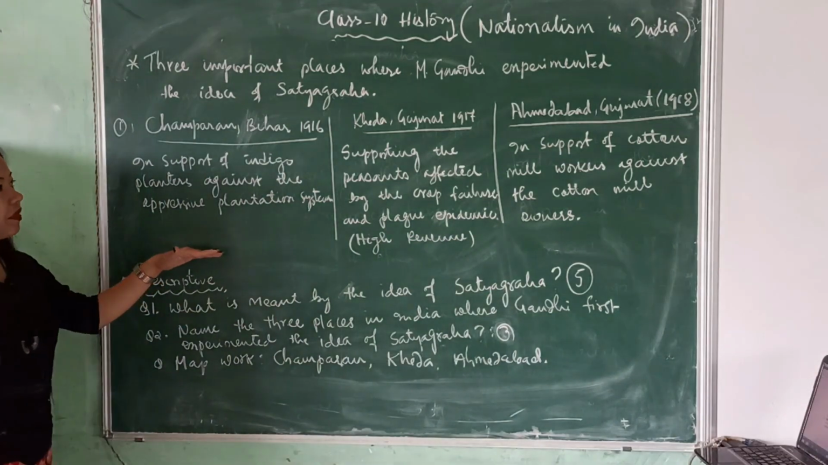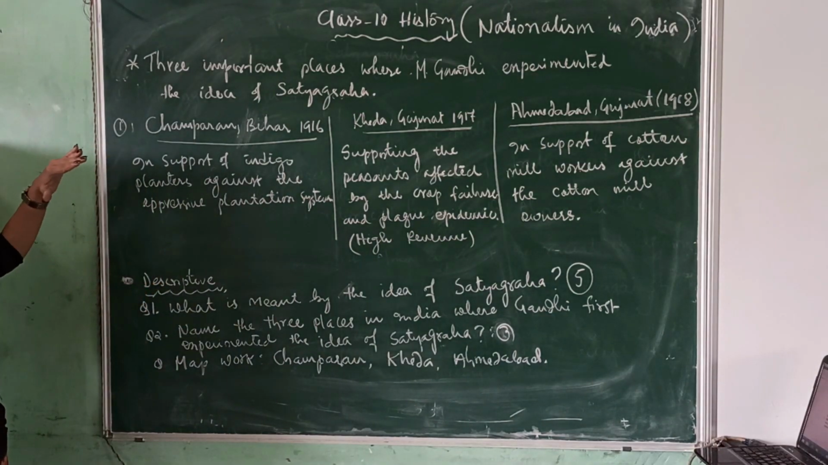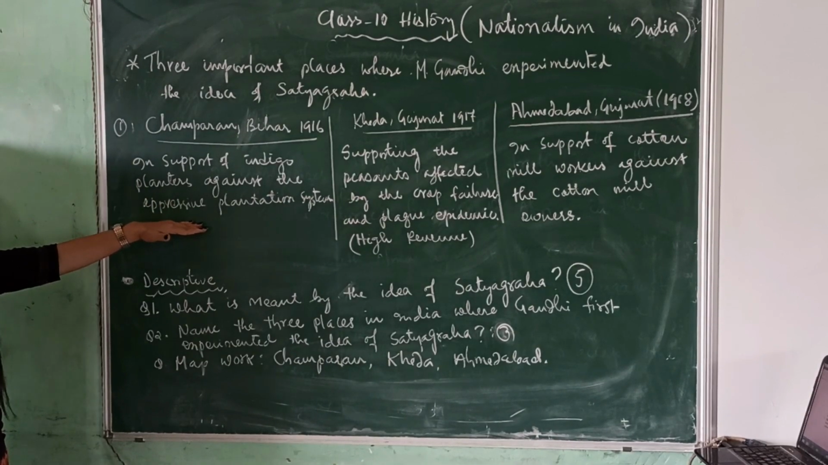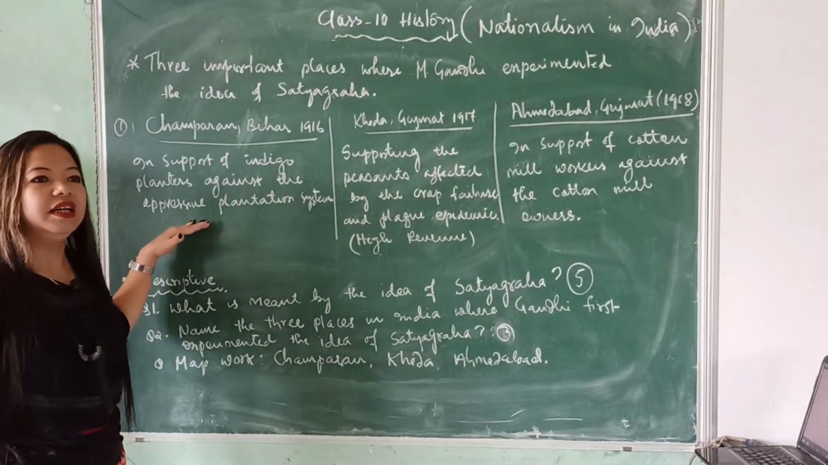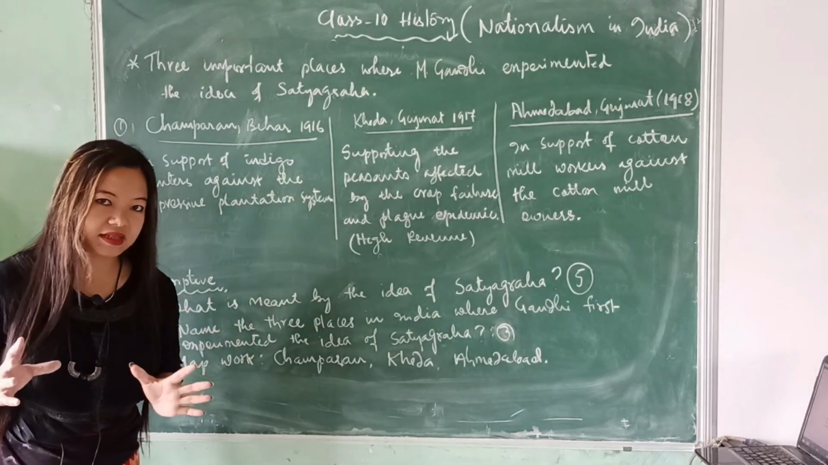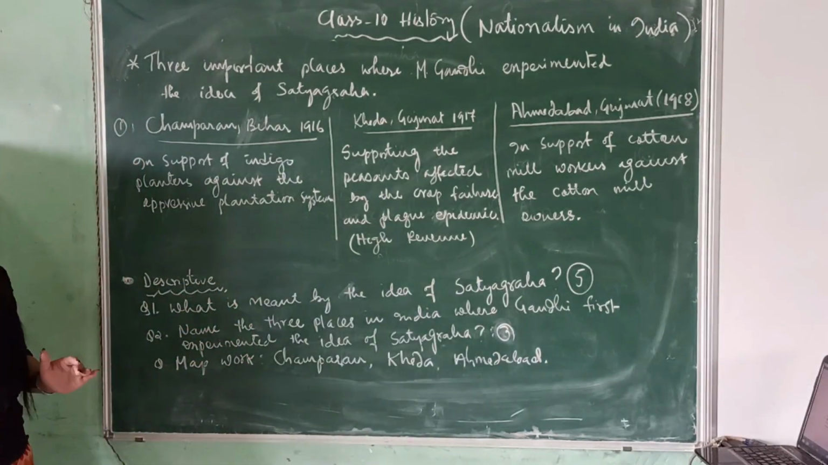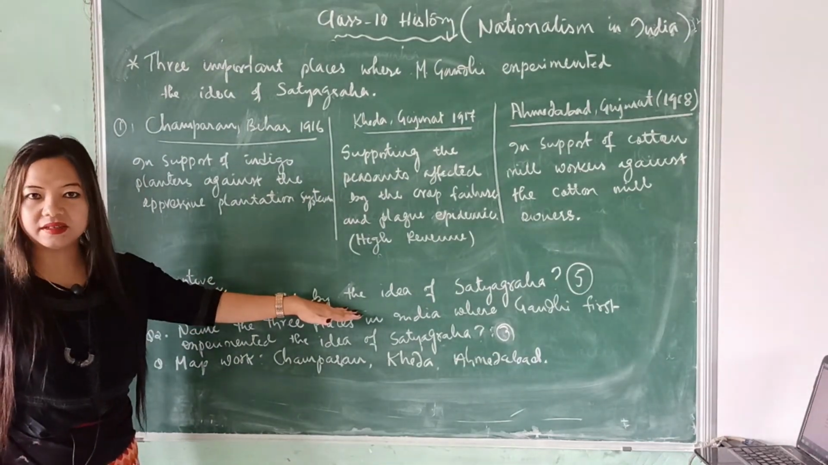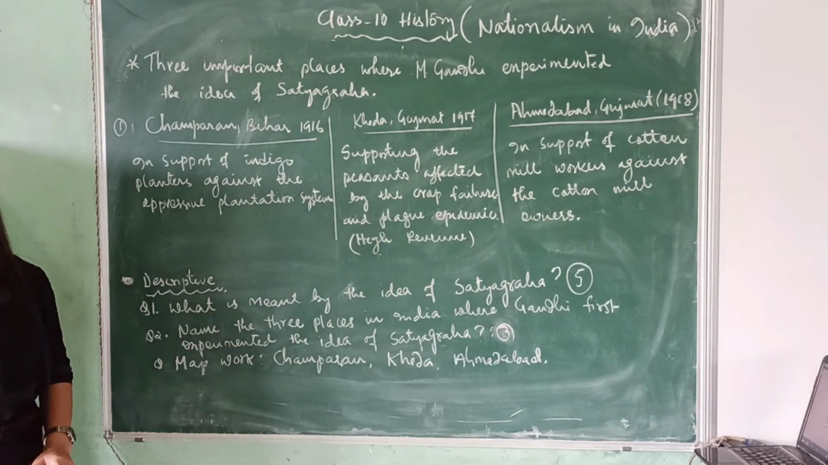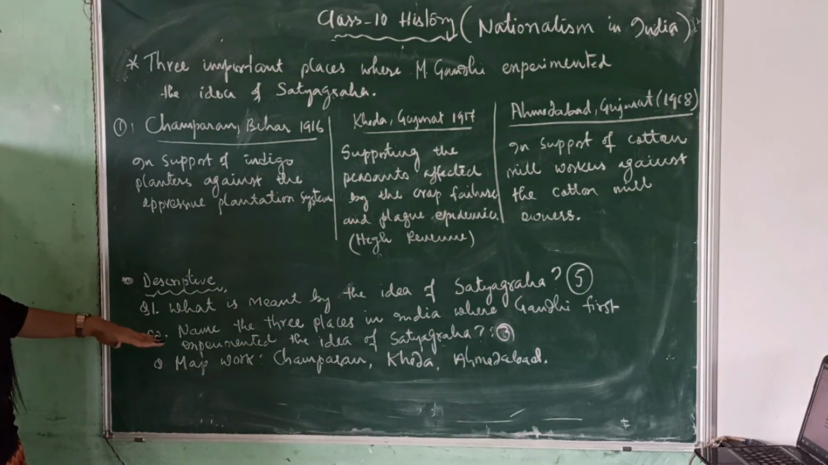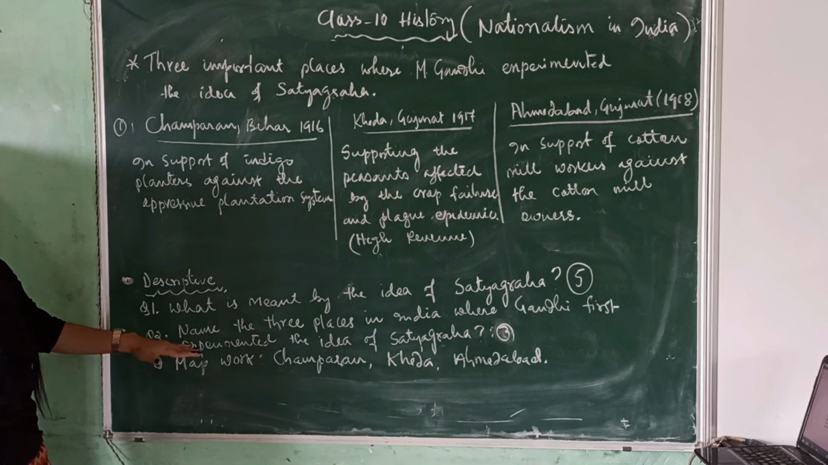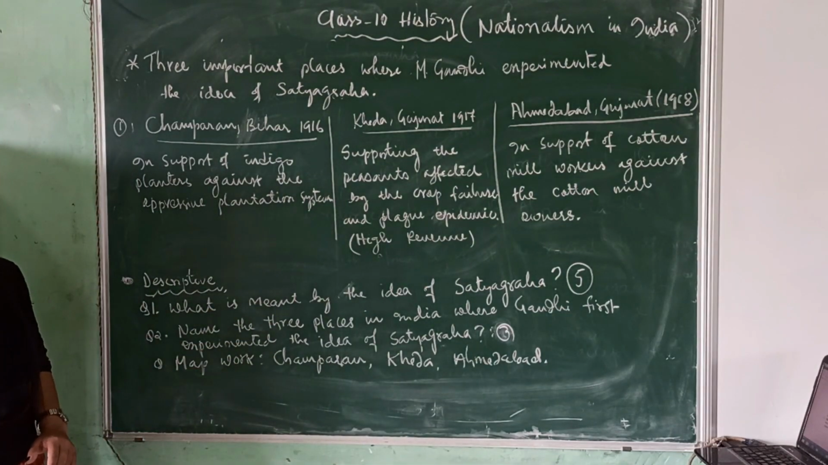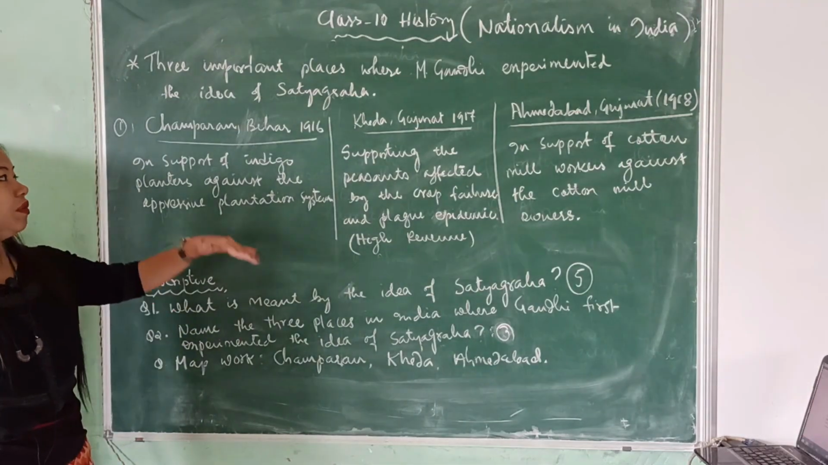Now you see, when we come to the end of these three important places, as well as the idea of Satyagraha, you have some important questions to discuss. The first one: what is meant by the idea of Satyagraha, and this carries 5 marks. And the second important question is: name the 3 places in India where Mahatma Gandhi first implemented the idea of Satyagraha. And you already have the answer.